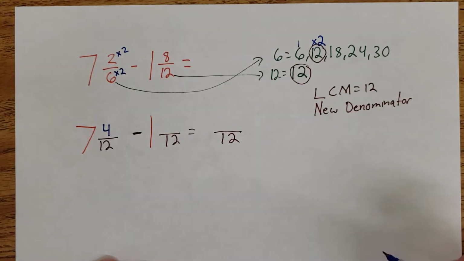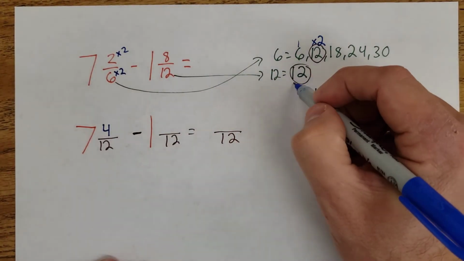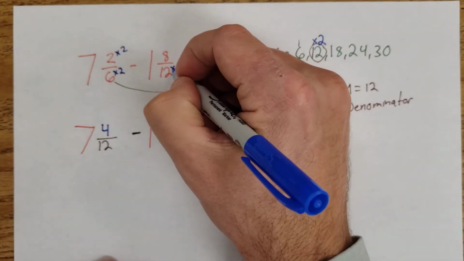Now do the same thing for our second fraction. How did 12 get to 12? Well, it didn't do anything. That means we just multiplied by 1.